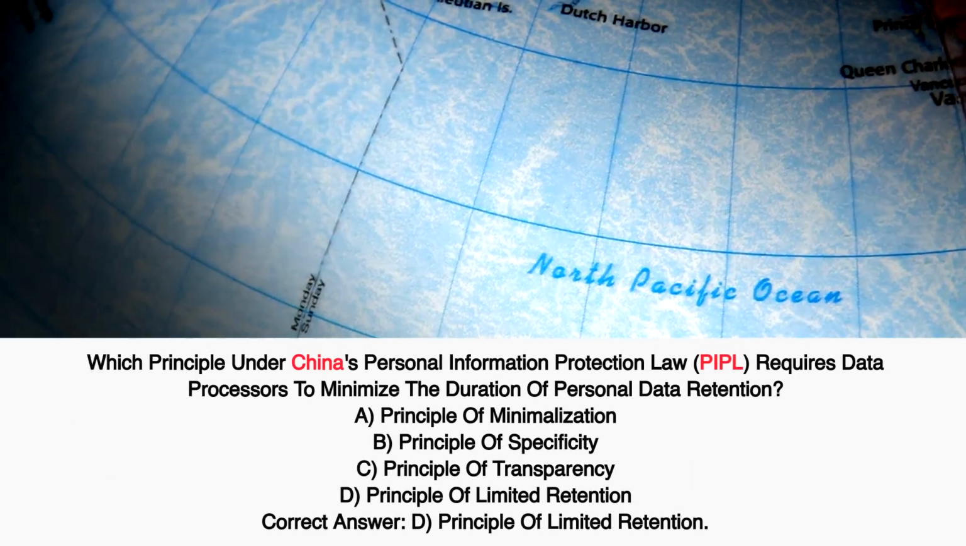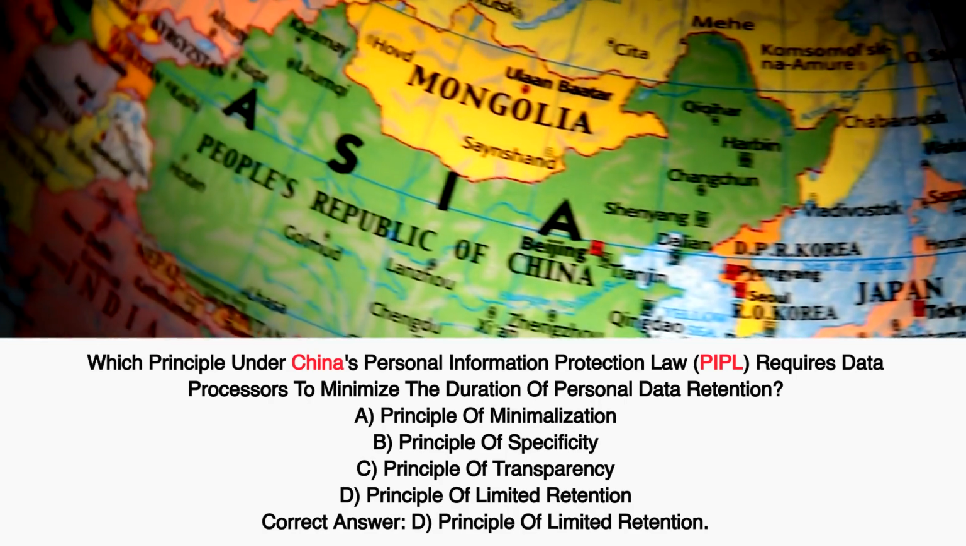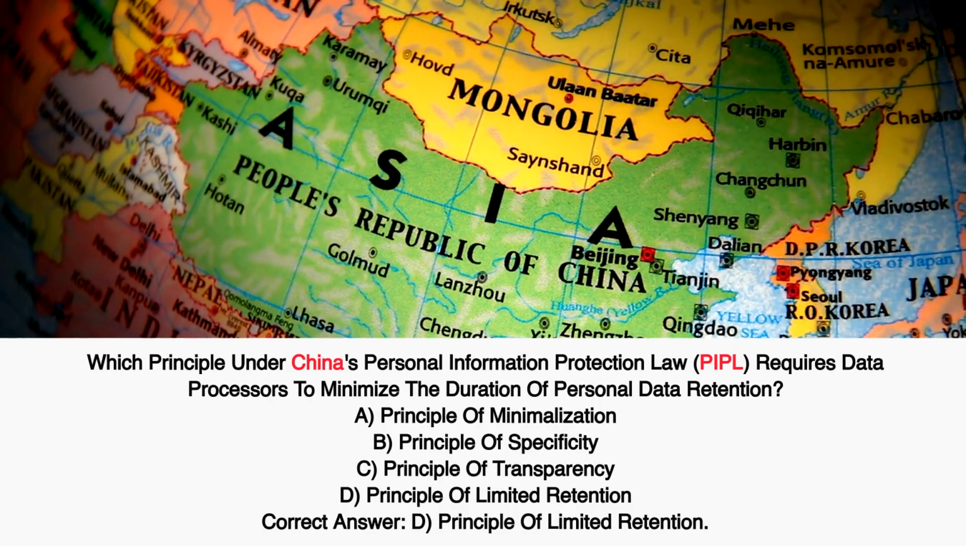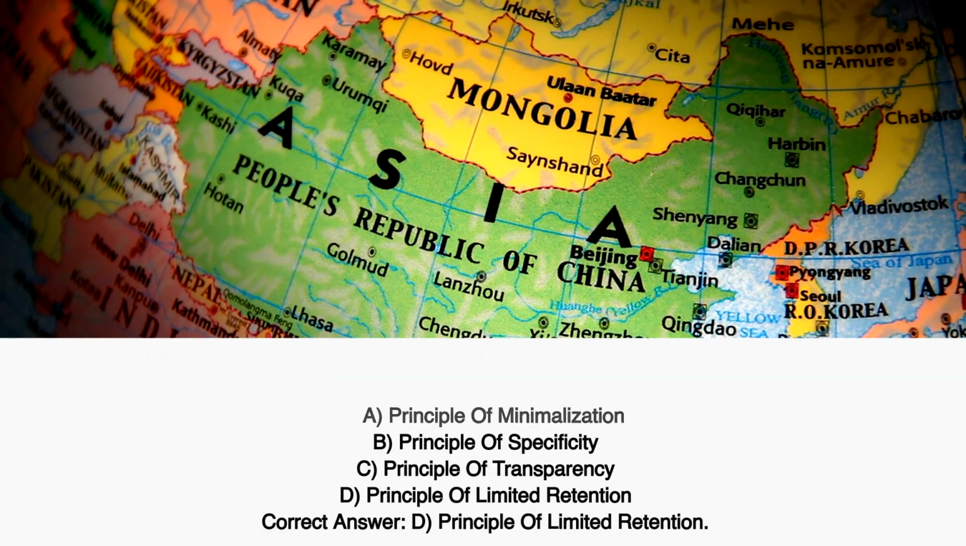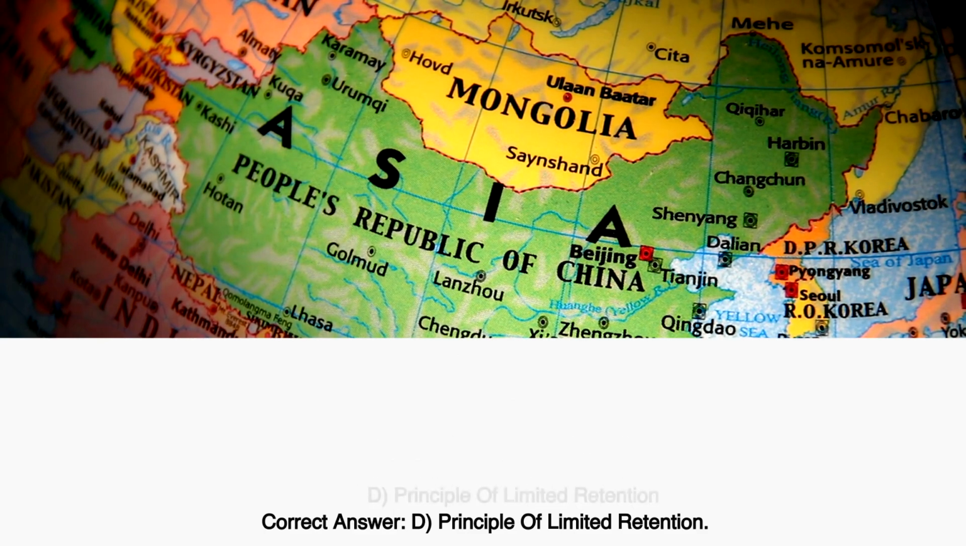Which principle under China's Personal Information Protection Law, PIPL, requires data processors to minimize the duration of personal data retention? A. Principle of minimalization. B. Principle of specificity. C. Principle of transparency. D. Principle of limited retention. Correct answer. D. Principle of limited retention.